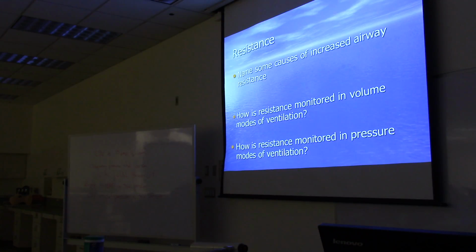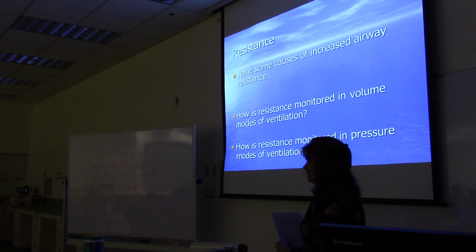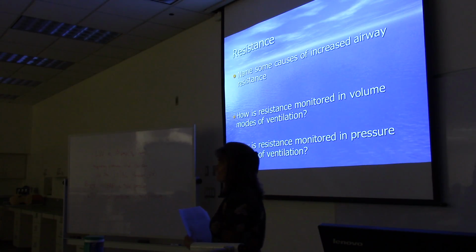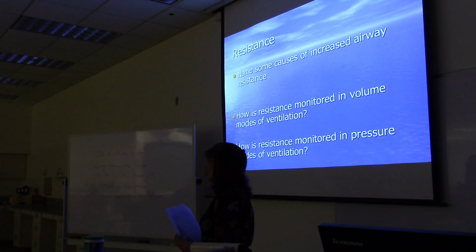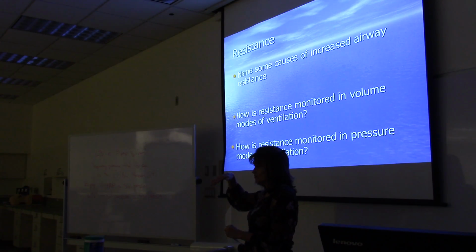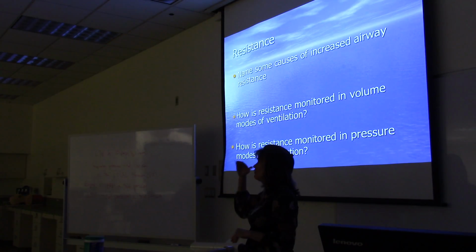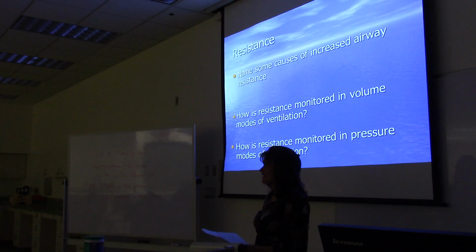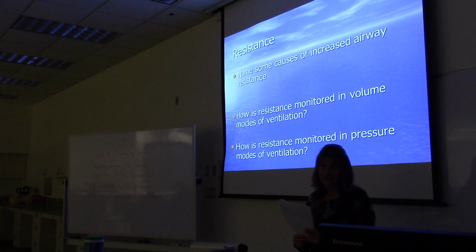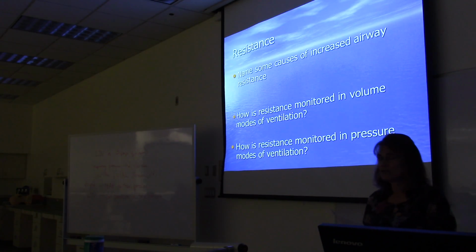You did. Okay. So how is resistance monitored in volume modes of ventilation? Remember your airway resistance formula? The peak pressure minus plateau pressure. So the bigger the distance between those two, the more airway resistance. So peak pressure minus plateau pressure, and then you divide by flow.